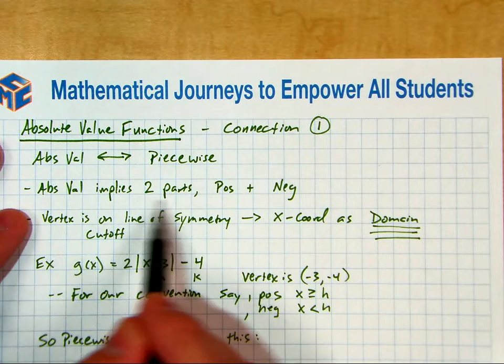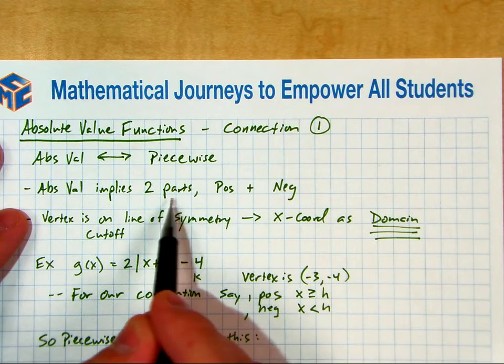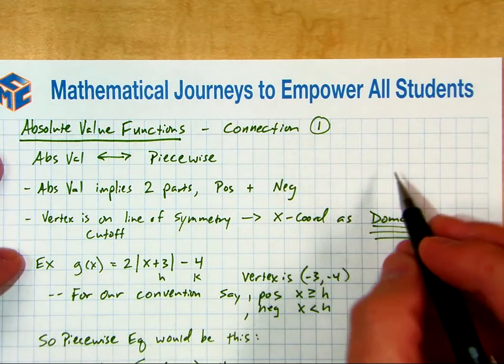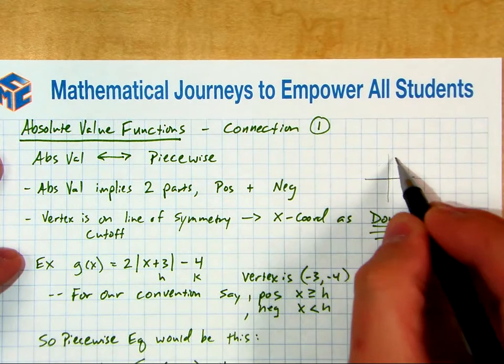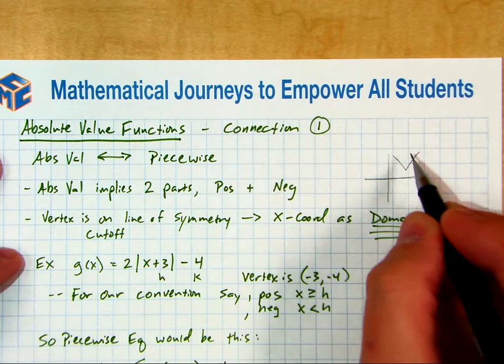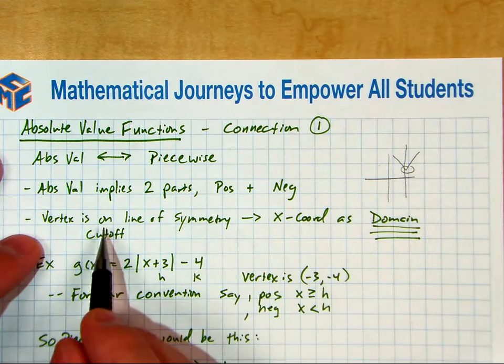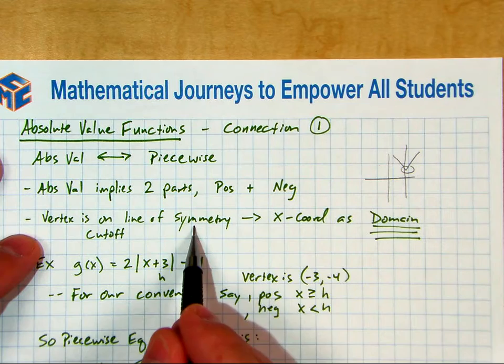Here are some of the concepts. Absolute value implies two parts, a positive and a negative, which is why we get two solutions. Remember, looking at an absolute value graph, the axis of symmetry goes through the vertex. So the vertex is the cutoff on the line of symmetry.